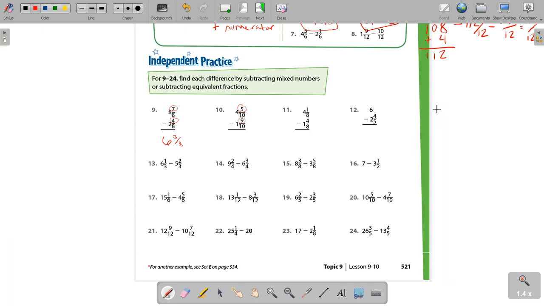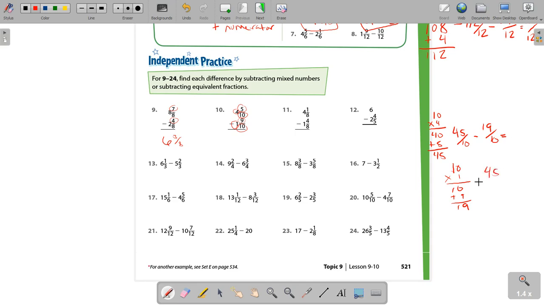So let's do the work over here on this side. Now I'm going to do the same thing. We're going to multiply the whole number by the denominator and add the numerator. So we'll do 10 times 4, which is 40, plus 5, which is the numerator, equals 45. Keep your denominator the same, so it's going to be 45 over 10. Okay, what about the second one here? Whole number, denominator, and the numerator. So now you've got 10 times 1 equals 10, plus 9 equals 19. Now you've got 19 over 10.